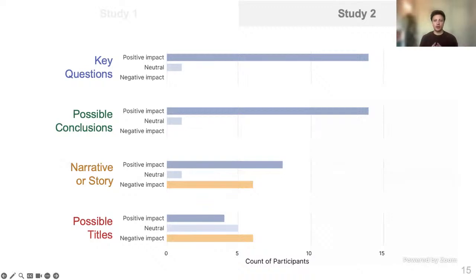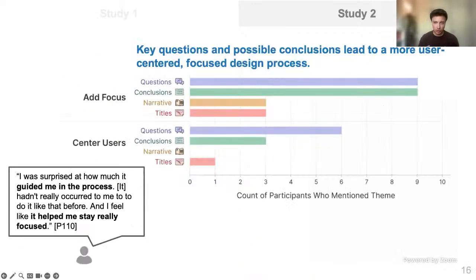Overall, participants thought that the writing rudders would have a positive impact on their design process, with notable exceptions for narratives and titles. We completed open coding of these interviews as well to better understand what the impacts of these rudders were and why narratives and titles weren't really well suited to the design practice. So first, we looked at why designers preferred the question and conclusions approaches. Overall, these rudders added more focus to the design and got the designers thinking about the end goals or use cases of their design very early on.